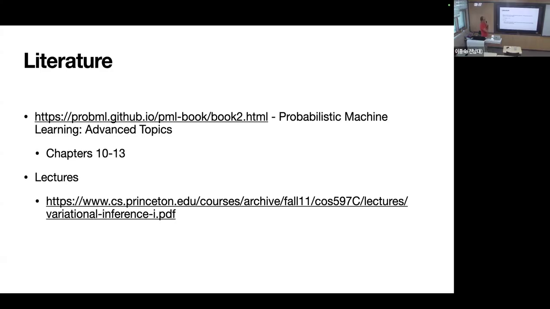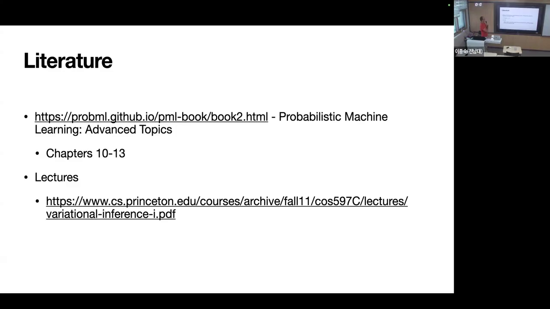The first one is quite a new book. It's called Probabilistic Machine Learning: Advanced Topics. It's a 2-part series. Each of the books is a little bit above 1,500 pages. So the topics that we are going to cover today are from the second book, the advanced topics, and cover chapters 10 to 13.